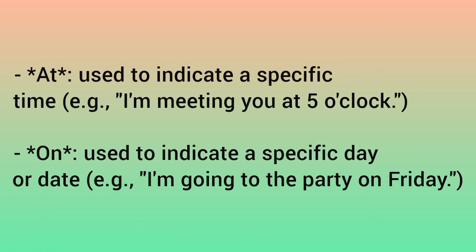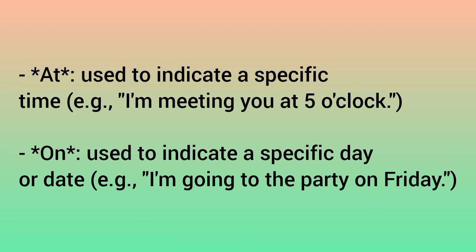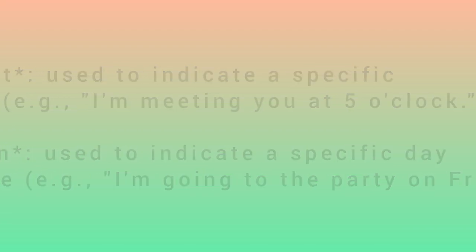At. At is used to indicate a specific time. For example, I am meeting you at 5 o'clock. On. On is used to indicate a specific day or date. For example, I am going to the party on Friday.